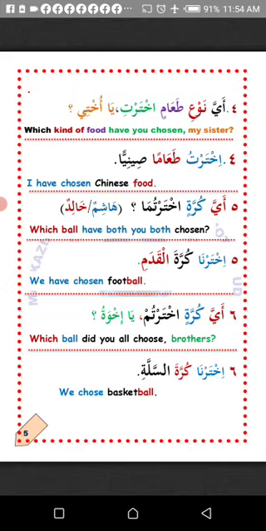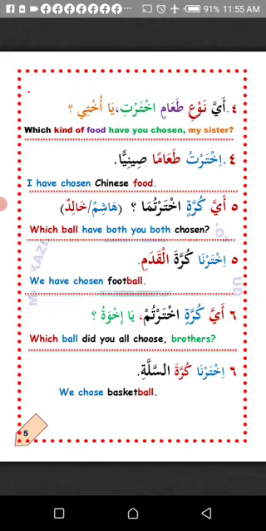خمسة, number 5. أي كرة اخترتما. Which ball have you both chosen? Talking to Hashim and Khalid. Now the answer: اخترنا كرة القدم. We have chosen football.